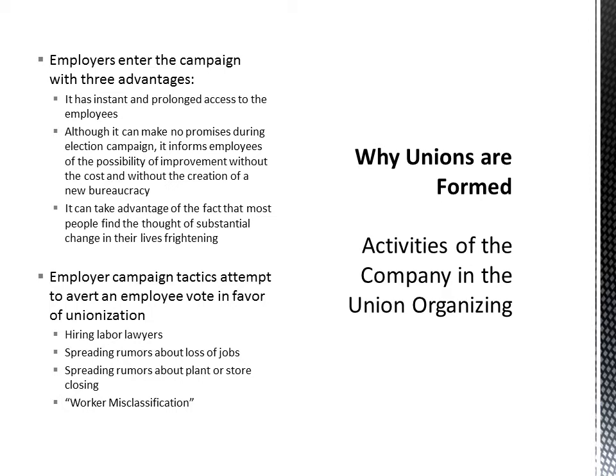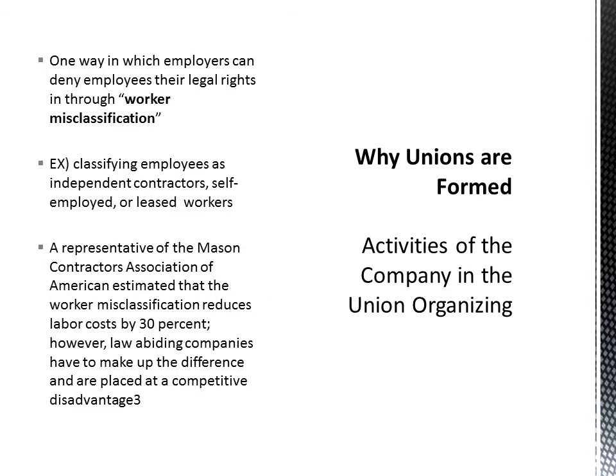Tactics include hiring labor lawyers, spreading rumors about loss of jobs, spreading rumors about plant or store closing, and worker misclassification. One way in which employers can deny employees their legal rights is through worker misclassification. Example, classifying employees as independent contractors, self-employed, or leased workers. A representative of the Mason Contractors Association of America estimated that worker misclassification reduces labor costs by 30%. However, law-abiding companies have to make up the difference and are placed at a competitive disadvantage.